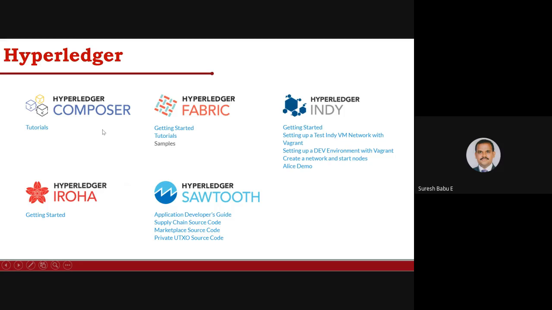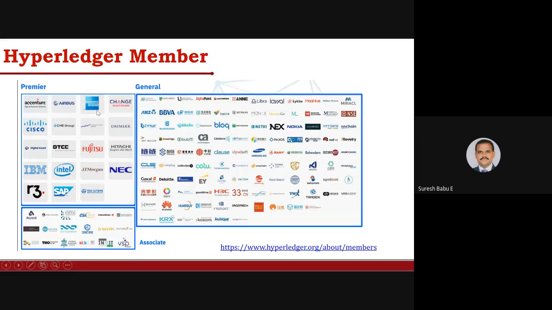We have different types of Hyperledger modules, like Hyperledger Composer, Hyperledger Fabric, Hyperledger Indy, Hyperledger Sawtooth, Hyperledger Iroha. Initially, Composer is now outdated. Now Hyperledger Fabric is widely used, and the majority of the companies have started working on Hyperledger Fabric. These are the various members. The major companies who contribute to Hyperledger are Accenture, Cisco, IBM, DTCC, SAP, Intel. These are the general companies who are a part of Hyperledger.